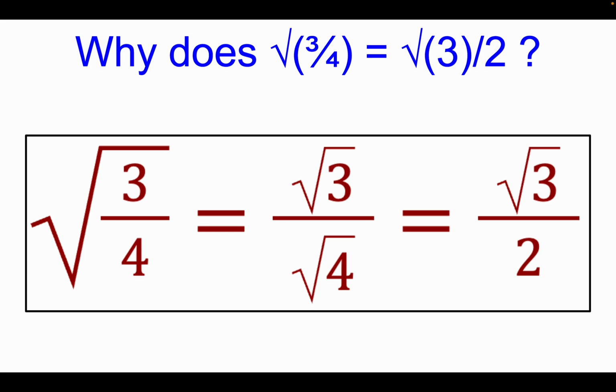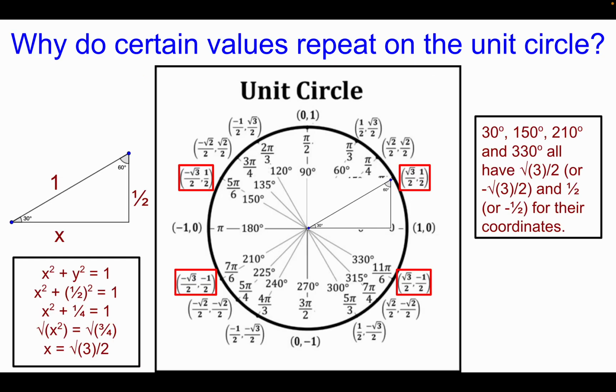Okay, so that was for 30, 150, 210, and 330. You might have noticed, though, that at 60 degrees, 120 degrees, 240 degrees, and 300 degrees, we also see 1/2 and square root of 3 over 2, but they're just sort of the opposite way around. Now the x coordinates are 1/2 and the y coordinates are square root of 3 over 2.